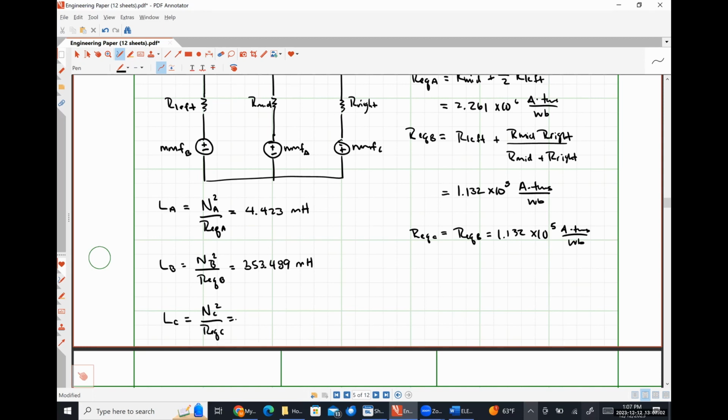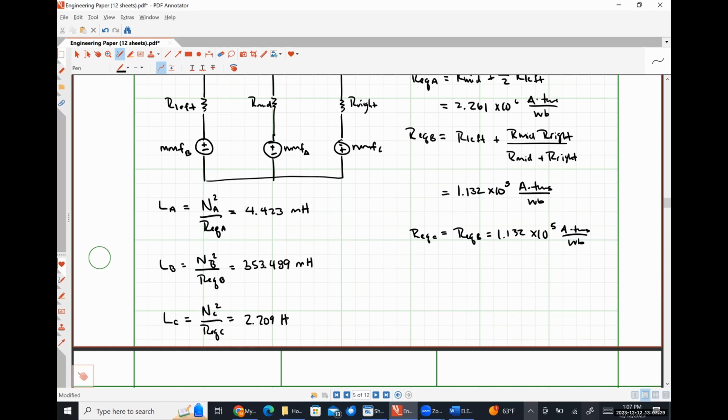And this comes out to be 2.209 henries. And again, it's such an appreciable increase because of the number of turns, right? Coil C has 500 turns, whereas coil B only had 200. So when we square that, it winds up increasing our inductance by a whole lot. All right, so the easy part is done.